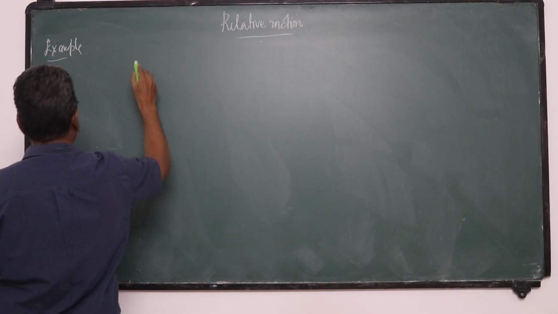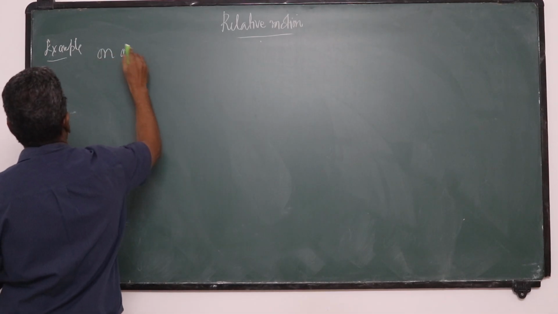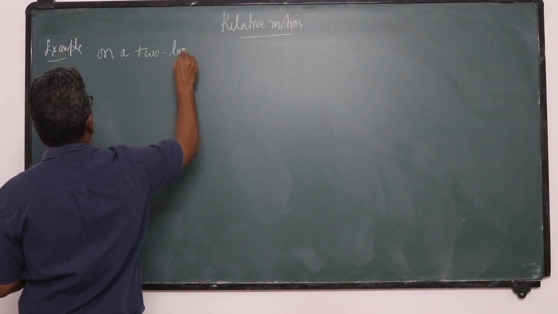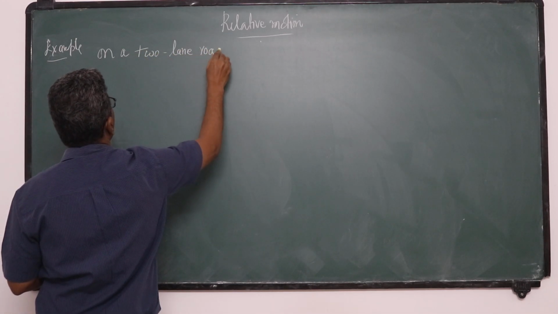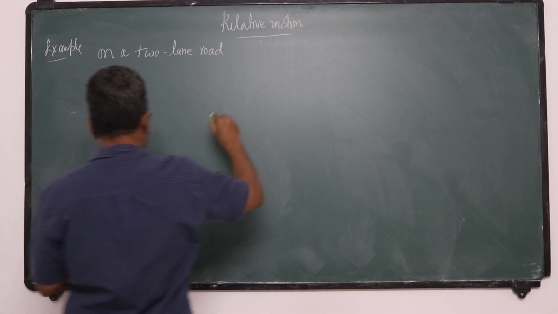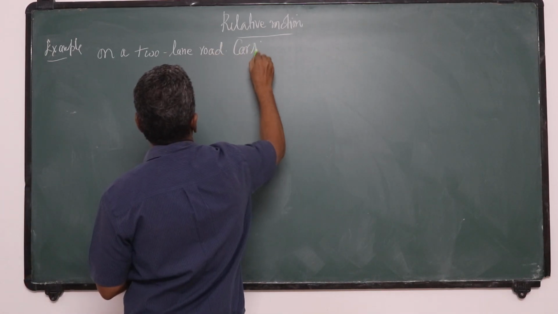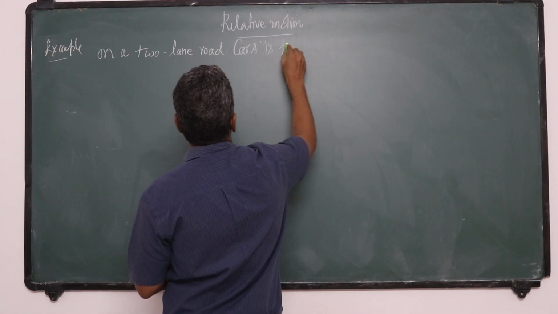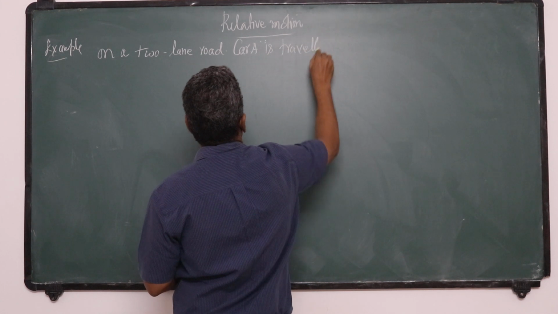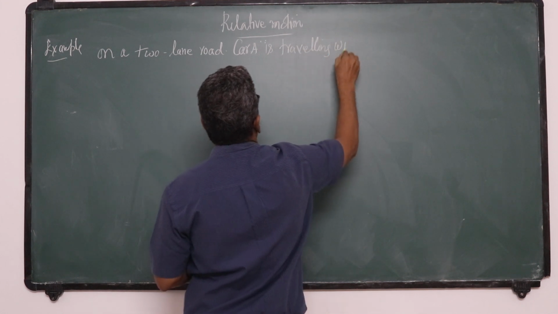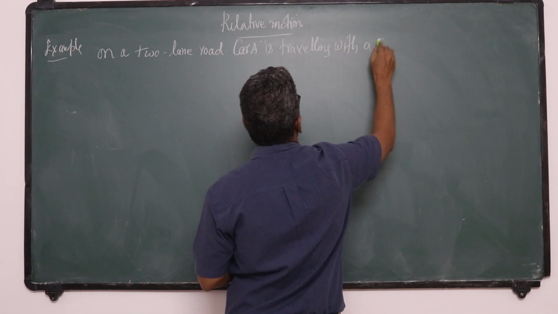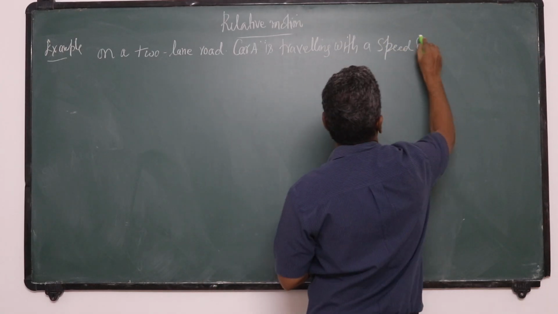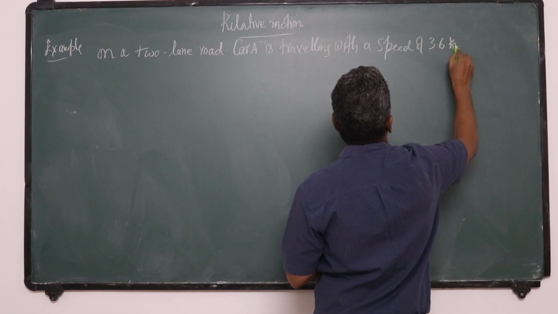On a two-lane road, car A is traveling with a speed of 36 kmph.